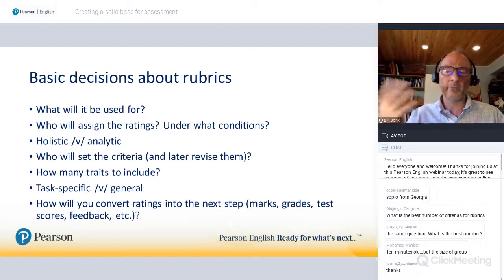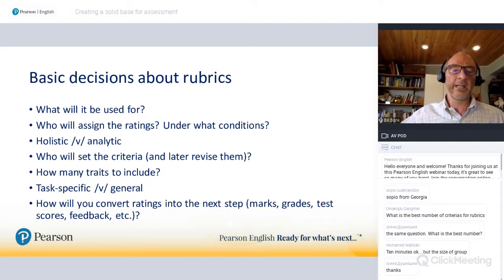And the final thing is related to the numbers that I talked about. So you as a researcher or a teacher are going to convert these ratings into the next step, which is marks or grades or scores or feedback. And you need to consider how you're going to do that. Often you can't pre-engineer that. You have to think about it after you've collected some data.